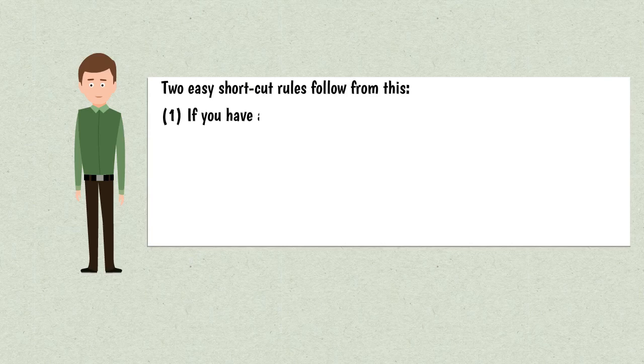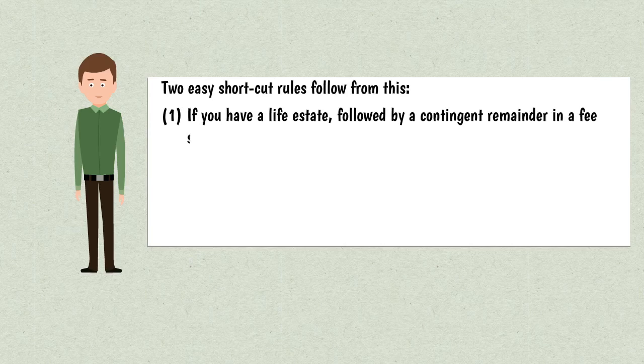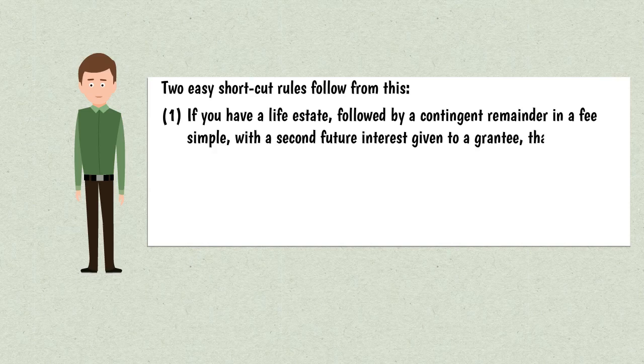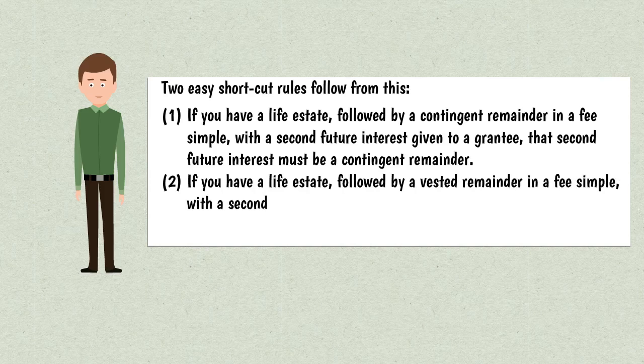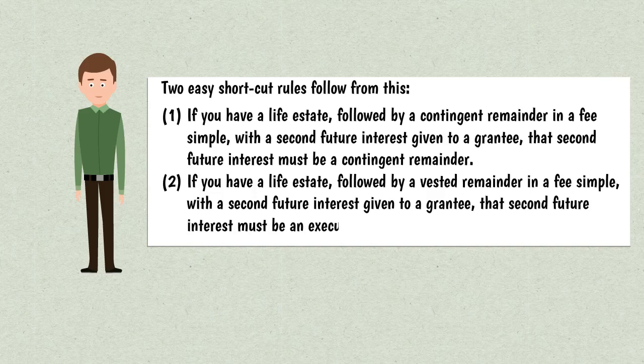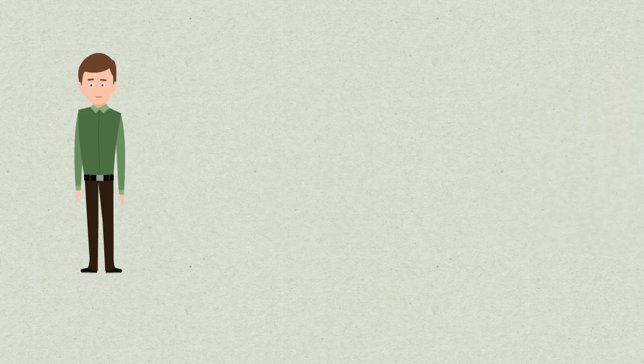First, if you have a life estate followed by a contingent remainder in a fee simple, with a second future interest given to a grantee, that second future interest must be a contingent remainder. Second, if you have a life estate followed by a vested remainder in a fee simple, with a second future interest given to a grantee, that second future interest must be an executory interest.